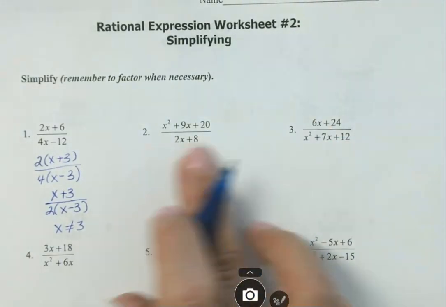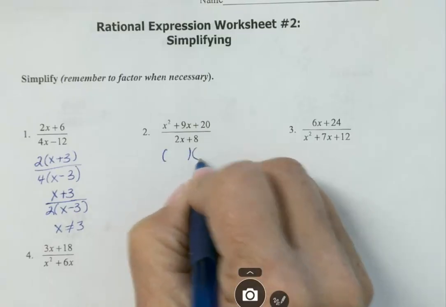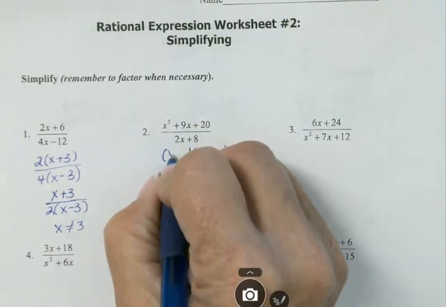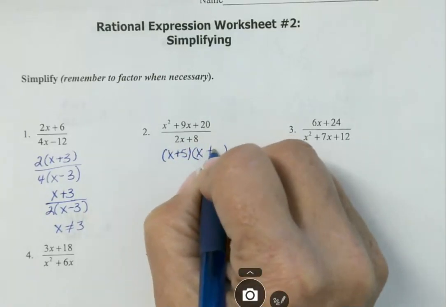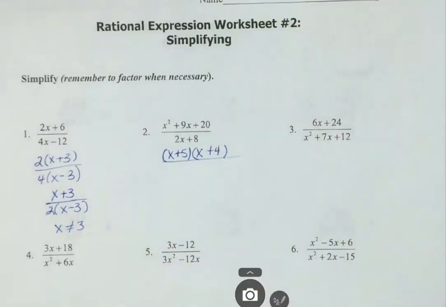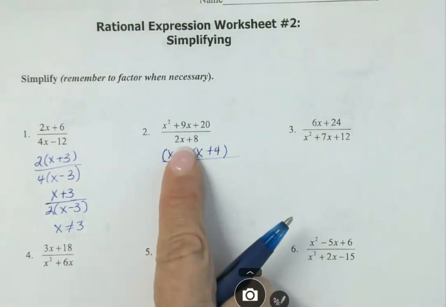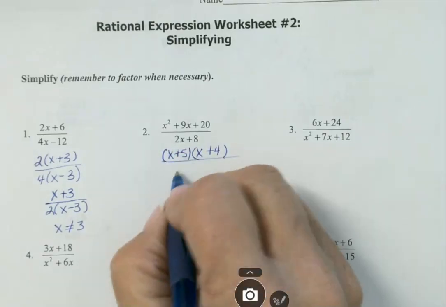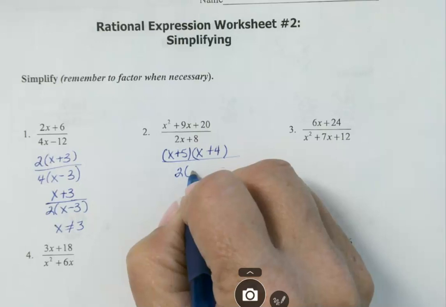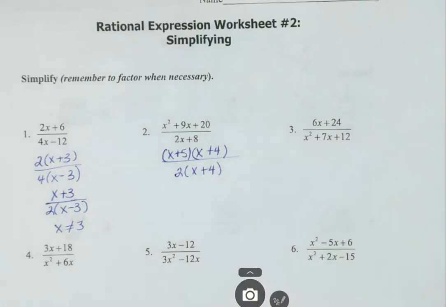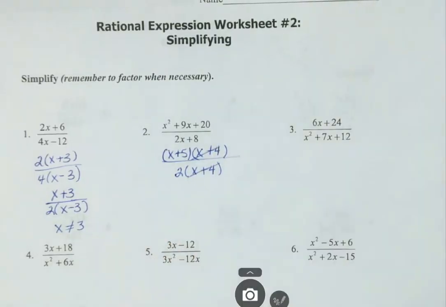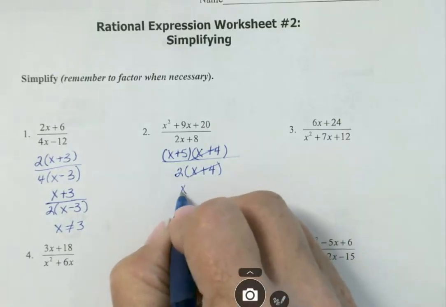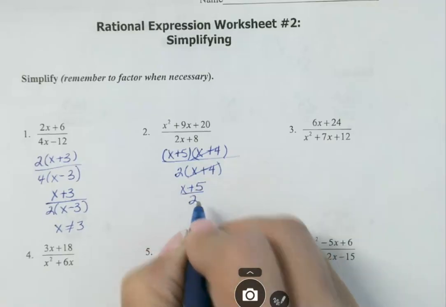It now has a trinomial. So I need factors of 20 that will give me 9. And you can think about that for a while, but hopefully you see that it's 5 and 4. Okay, I'm going to look to my denominator. It is just a power of 1, so the only thing I could possibly do would be a common factor. So I'm going to take out a 2, and that leaves me with x plus 4. Okay, now when I look at this, what I see is I have an x plus 4 and an x plus 4, and therefore those two will cancel. And I'm left with just the x plus 5 over 2.